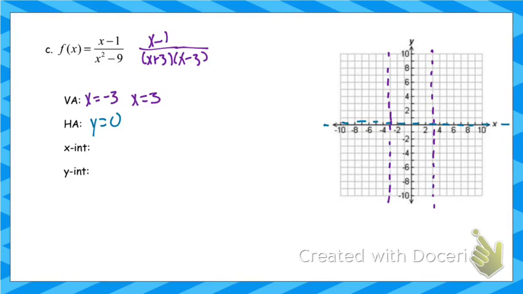X-intercept, set the top equal to 0. Doesn't happen. Oops, thinking of a different problem. Does happen. That's 1, 0. And that gives us a pretty good clue right there because now we have a point on the horizontal asymptote. All right, then we're going to go to y-intercept, plug in 0 for my x's, and I get 0, 1/9. So now I'm going to sketch my graph.